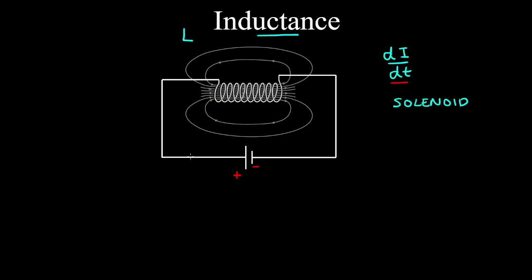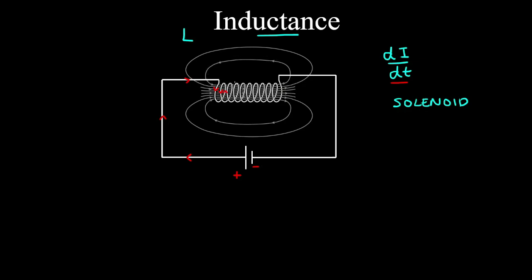So if we suppose a current goes through this solenoid, and we use a conventional current, then as the current passes through the solenoid, a magnetic field is produced. And we don't consider the magnetic field outside the core of the solenoid because it's a lot weaker.